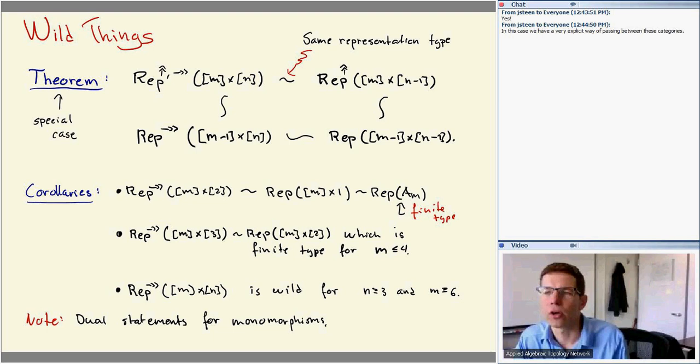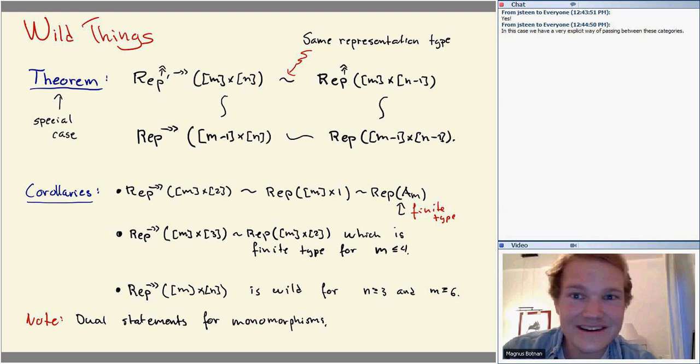I think that would be along the lines of what Henry was saying, a bijection between the indecomposables, for example, which I don't think you have here. Well, I'm not asking so much if there's a bijection, but just if there's a way to take the indecomposables in one setting and produce the indecomposables in the other. I think Jan wrote something in the chat right now. In this case, we have a very explicit way of passing between these categories.